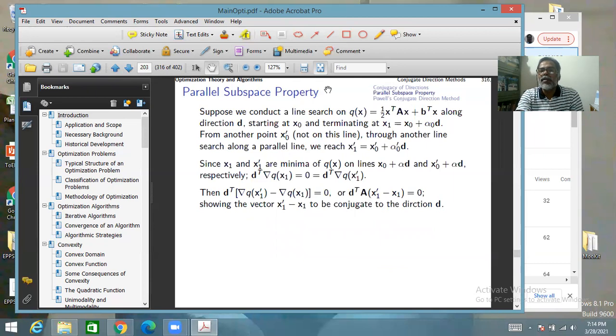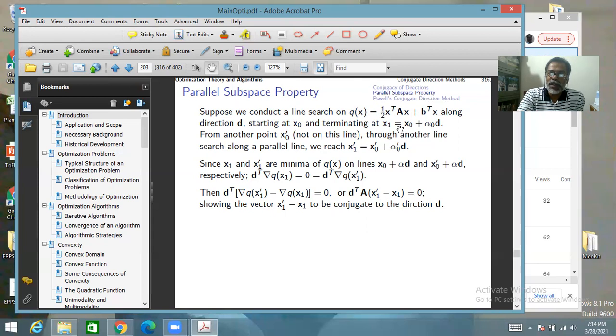And that is the parallel subspace property. Suppose we conduct two line searches starting from x0 and starting from x0 prime, along two parallel lines along the same direction, x0 plus something d and x0 prime plus something d. This is one line search which gives us alpha 0. This is another line search which gives us alpha 0 prime. At the end, through this line search we reach x1. Through this line search we reach x1 prime, on two parallel lines.